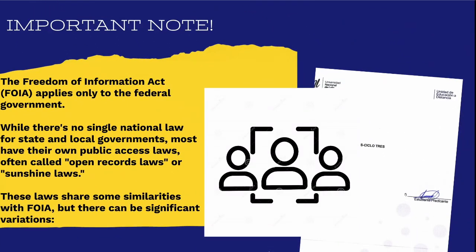All right, this is a very important note. The Freedom of Information Act applies only to the federal government. There is no one single law that applies for everybody. There are different names for the types of laws that local governments and states have: open records laws, sunshine laws. In Georgia, it's called the Georgia Open Records Act. In South Carolina, they call it the Freedom of Information Act.